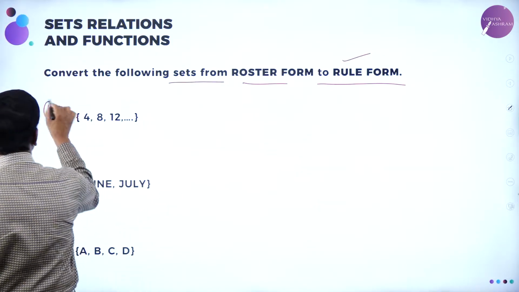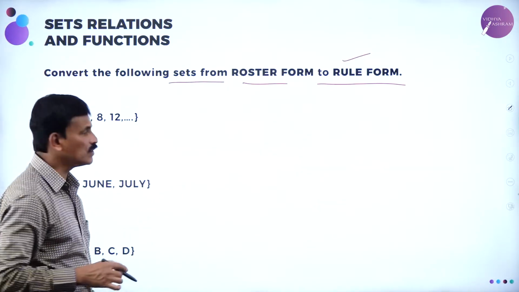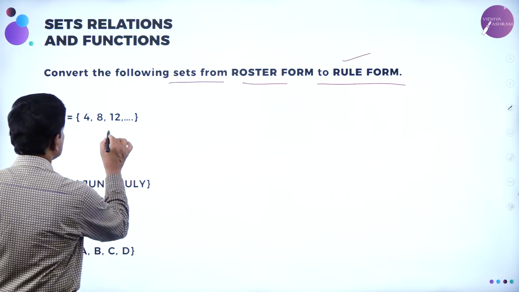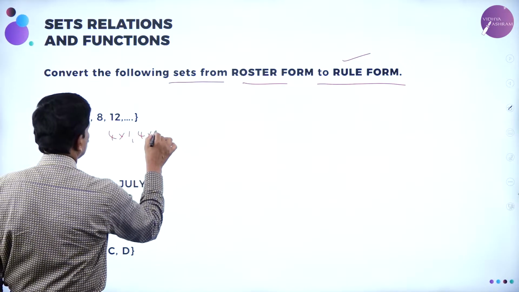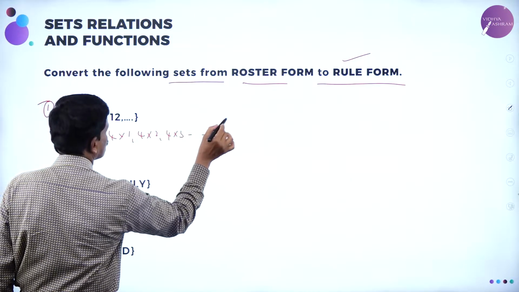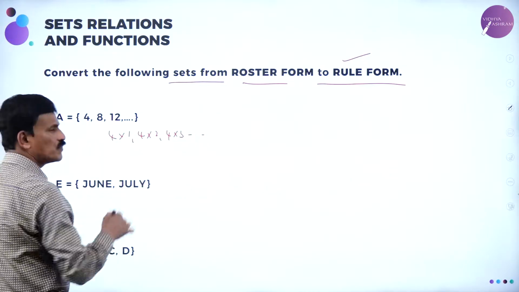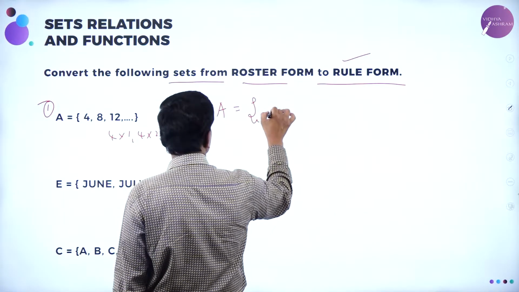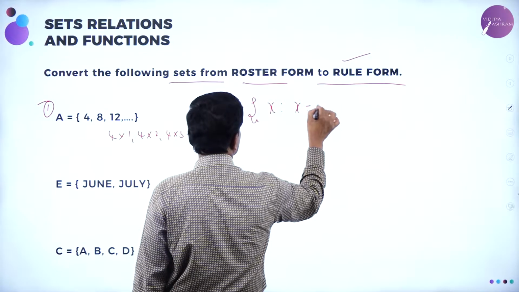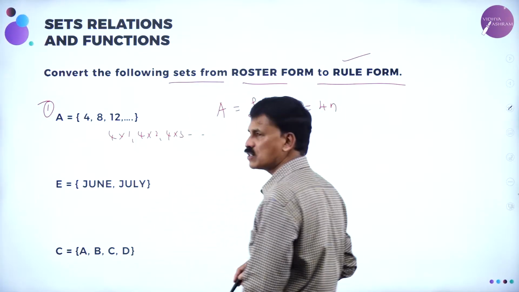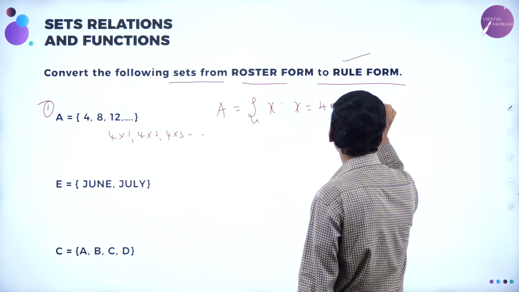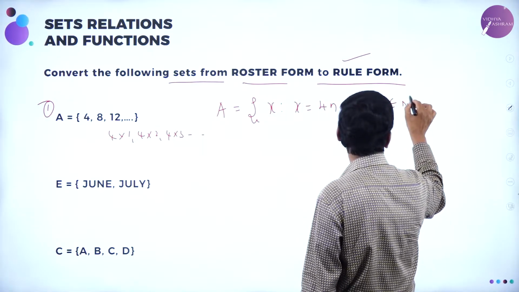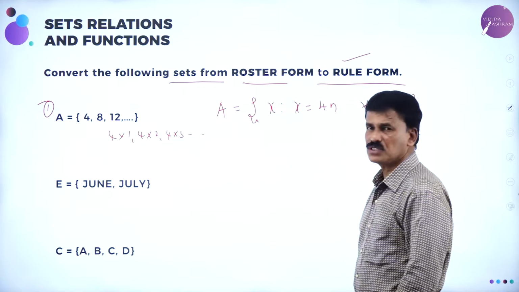Now first one, what is A? A is equal to 4, 8, 12. If you observe carefully, these are nothing but the multiples of 4. So this is 4 into 1, 4 into 2, 4 into 3, etc. 4 ones are 4, 4 twos are 8, 4 threes are 12. Therefore, this can be written as the set A is equal to x such that x is equal to 4n for all n belongs to any natural number. That's it.